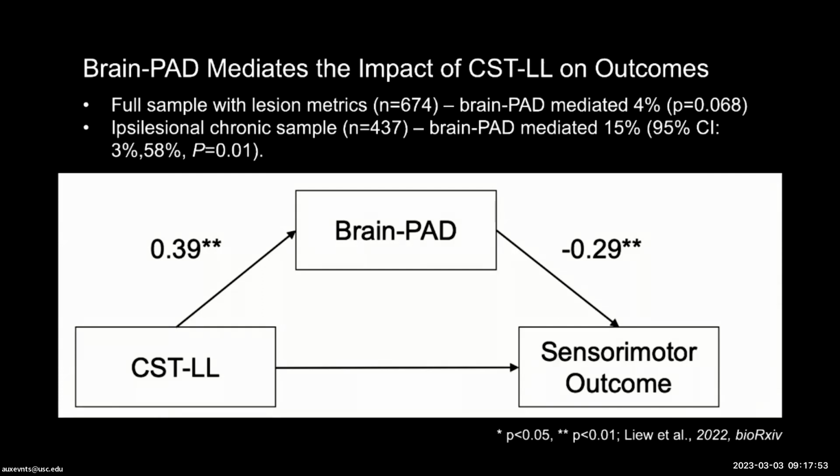And then BrainPad actually mediates, or explains, some of the variance that would otherwise be attributed to cortical spinal tract lesion load. And so to us, what this suggests is that BrainPad is an important measure of outcomes as well that we need to consider.